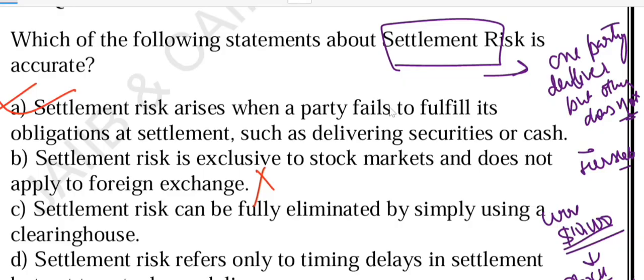What about option C? It says that it can be fully eliminated by simply using a clearinghouse. No, they reduce the risk, but they cannot remove it entirely. What about D? This refers only to the timing delay in settlement, but not to actual non-delivery. No, it's not only about delay. It includes complete failure also.